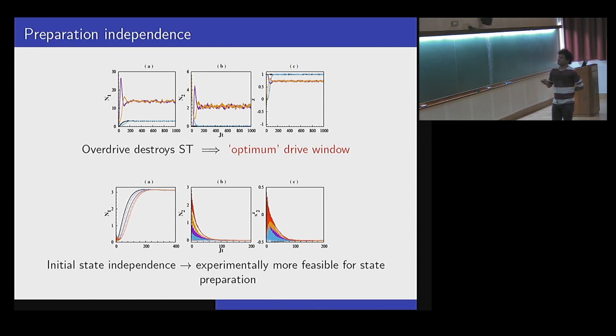And we also chose various initial states for photons as well as for the qubit. All of them lead to the same steady state. So basically this initial state independence is experimentally more feasible. You can start with any initial state and reach a steady state which is self-trapped. And this steady state is basically dictated by the parameters: drive, dissipation, and light-matter coupling.